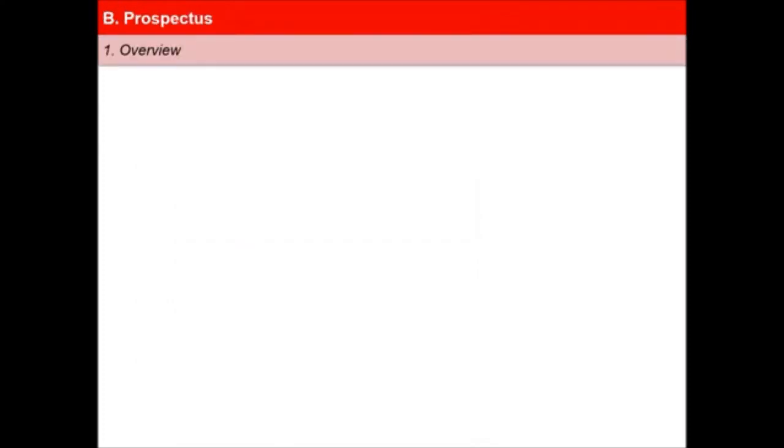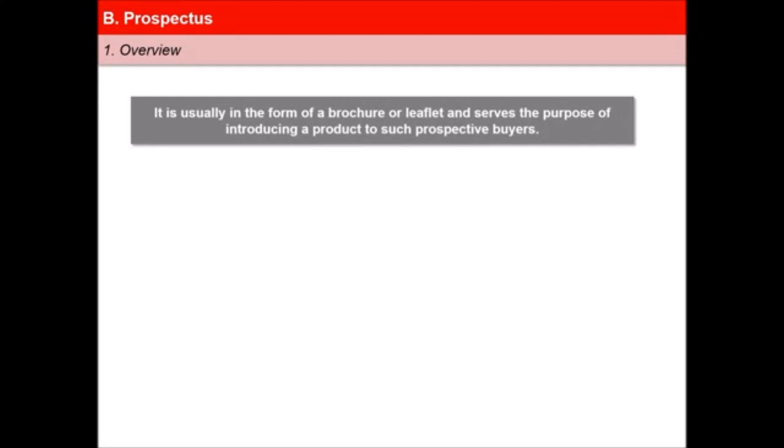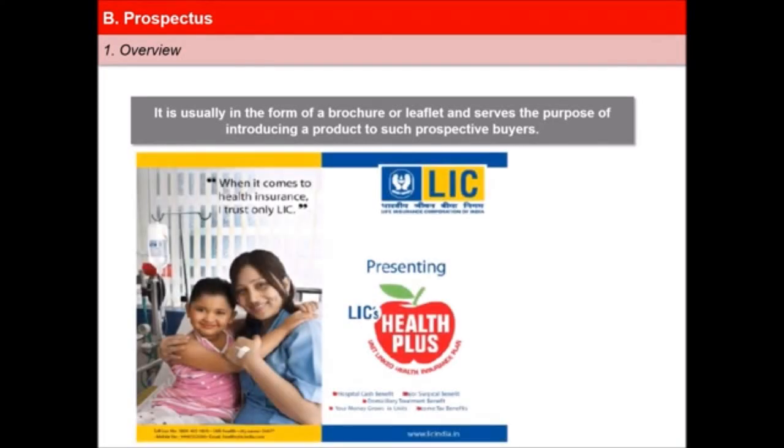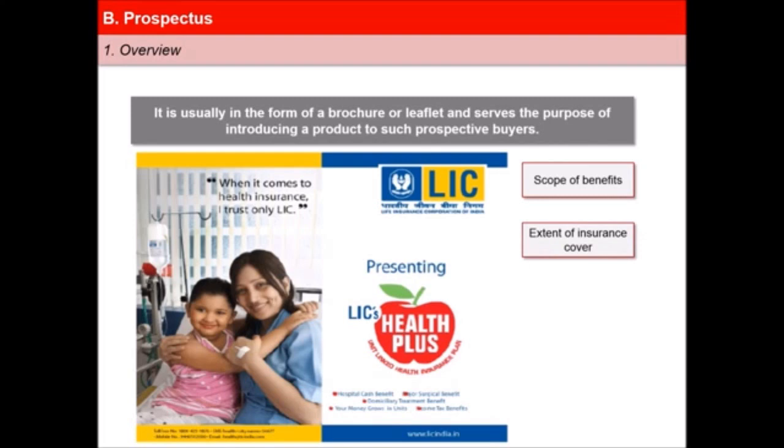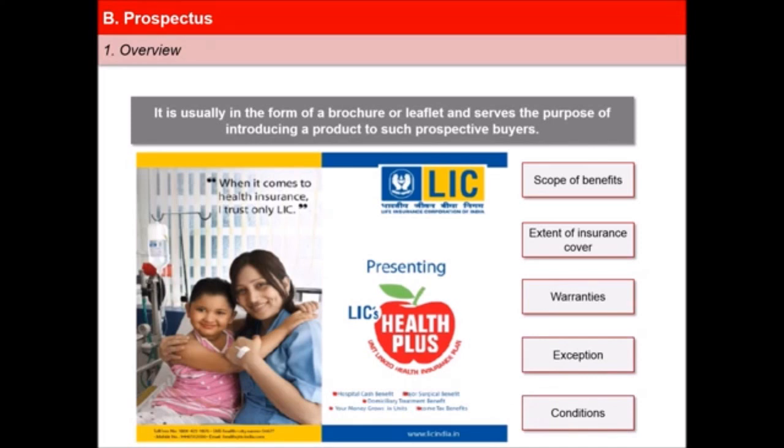A prospectus is a document issued by the insurer or on his behalf to the prospective buyers of insurance. It is usually in the form of a brochure or leaflet and serves the purpose of introducing a product to prospective buyers. The prospectus of any insurance product should clearly state the scope of benefits, the extent of insurance cover, and explain in a clear manner the warranties, exceptions, and conditions of the insurance cover.